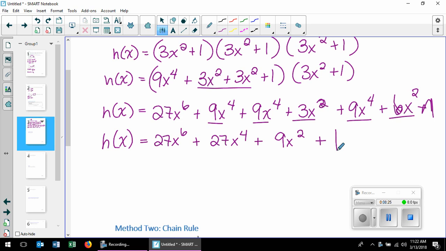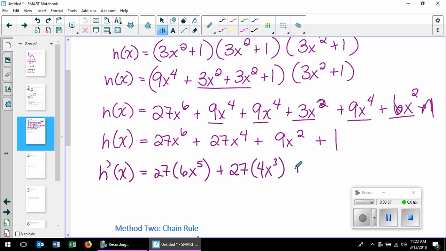All right, so now that we have it out of composite function form, and we have it in just a polynomial, now you can use your basic differentiation rules. Easy peasy. So what's the differentiation rules? So this is going to be 27 on the outside, 6x to the exponent 5 on the inside, plus 27 on the outside, 4x cubed, plus 9, 2x.